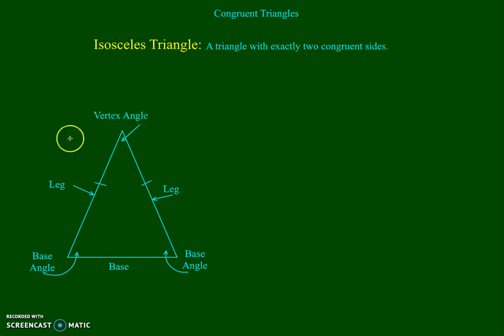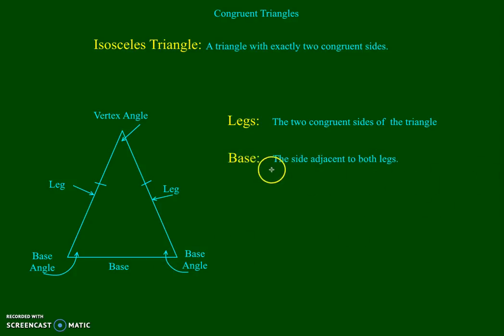But what we're going to do now is look at the parts of an isosceles triangle first and do a little deeper analysis of what makes these things tick. So first, we're going to look at the congruent sides. These congruent sides are called legs. So the legs of an isosceles triangle are the two congruent sides of the triangle. The legs are adjacent to a side called the base. So the base is the side adjacent to both legs. So this is the base of an isosceles triangle.